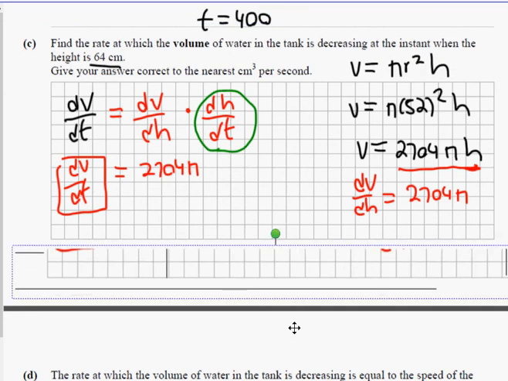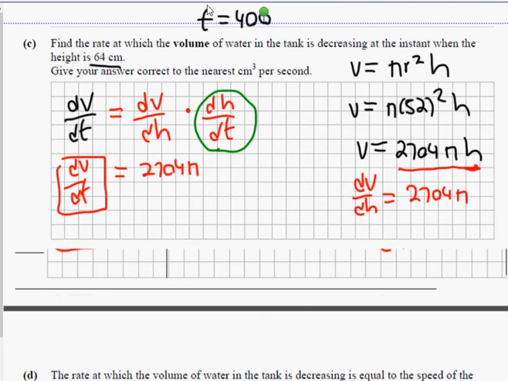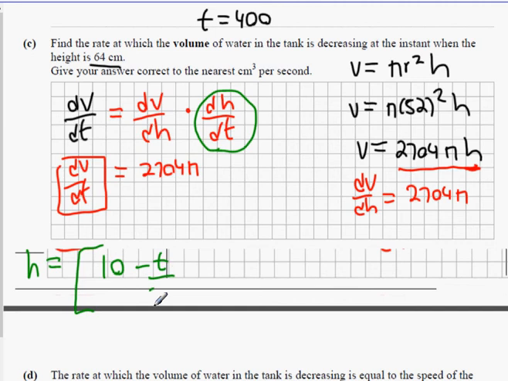Okay, now I'm happy. Now, what happens next is there's a formula for H, isn't there? The formula for H is 10 minus t over 200, squared. If I differentiate this, I find out what dH dt is, right? So, differentiate it. What type of rule is it?